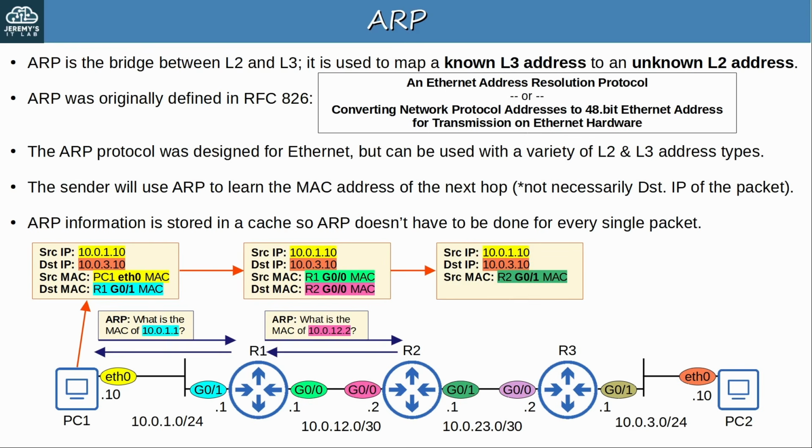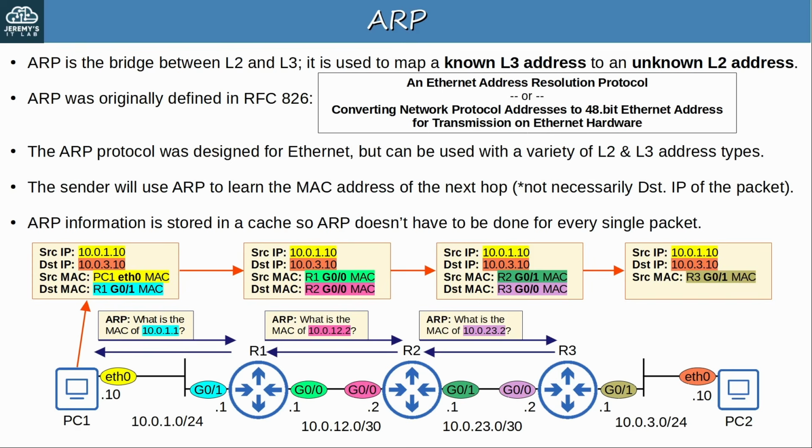Now R2 has the packet and needs to forward it to the next hop, R3. By checking its routing table, it knows the IP address of the next hop, that of R3's G0/0 interface. It uses ARP to learn the MAC address associated with that IP address, uses that MAC as the destination of the frame, and forwards it to R3. Now the frame is at R3. When checking its routing table, R3 notices it has a directly connected route to the 10.0.3.0/24 subnet, which includes the destination of 10.0.3.10, PC2. So, it uses ARP to learn the MAC address of PC2, and then forwards the frame to the final destination, PC2.